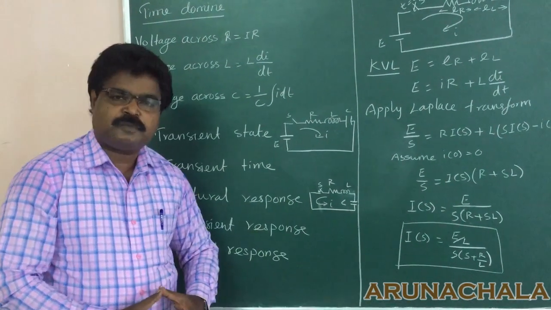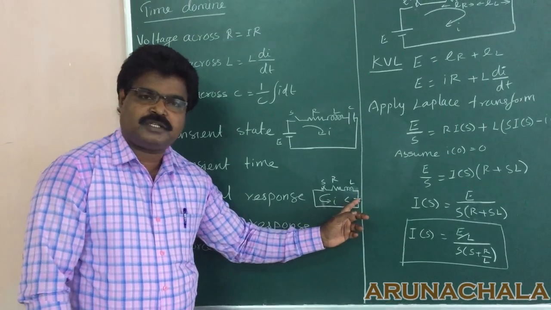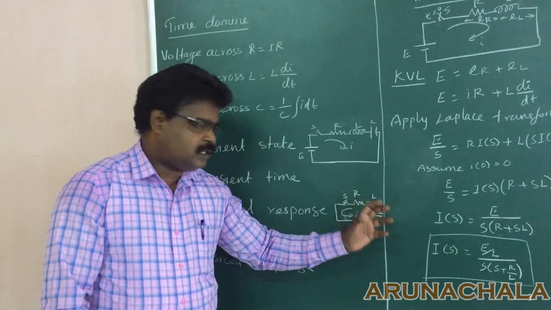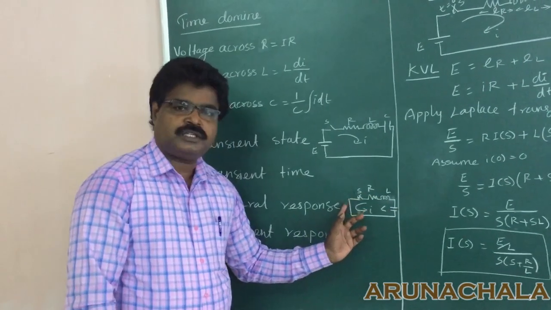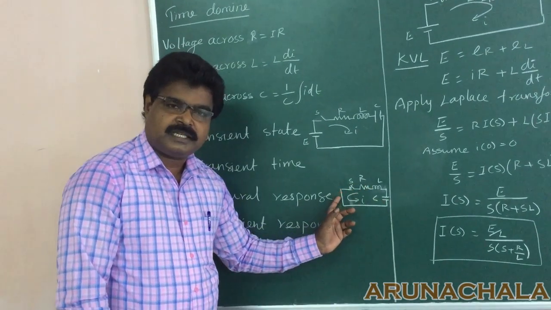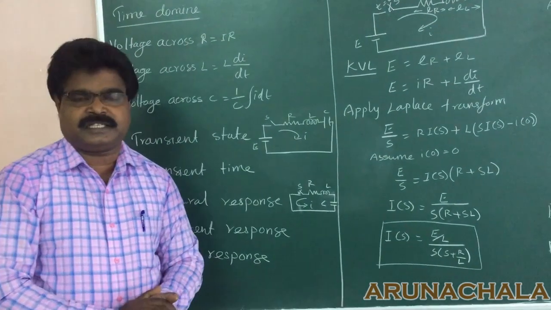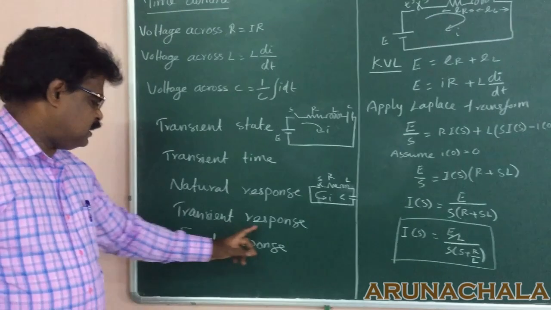So what is transient response? The circuit consists of an energy storing device, but it doesn't contain any source. The energy stored in the circuit will inject into the circuit, flow through the resistor, and for a particular time it reaches a saturation state. That's called transient response.